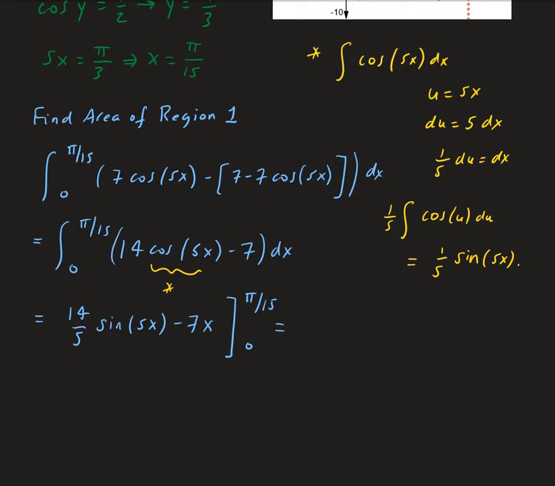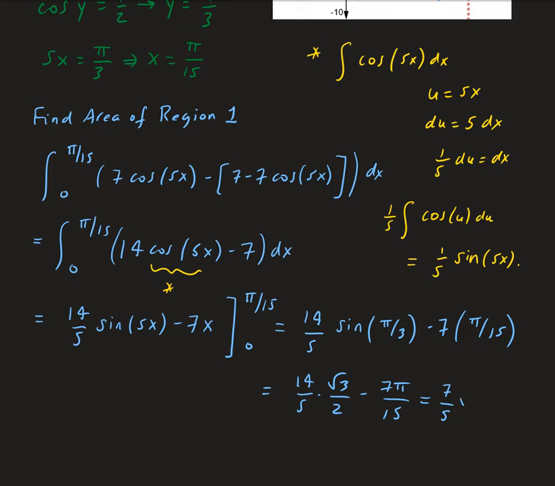Plugging in pi over 15, we end up getting 14/5 times sine of 5 times pi over 15, which is pi over 3, and then minus 7 times pi over 15. Sine of pi over 3 is square root of 3 over 2, minus 7 pi over 15. So this is equal to 7/5 square root of 3 minus 7 pi over 15.